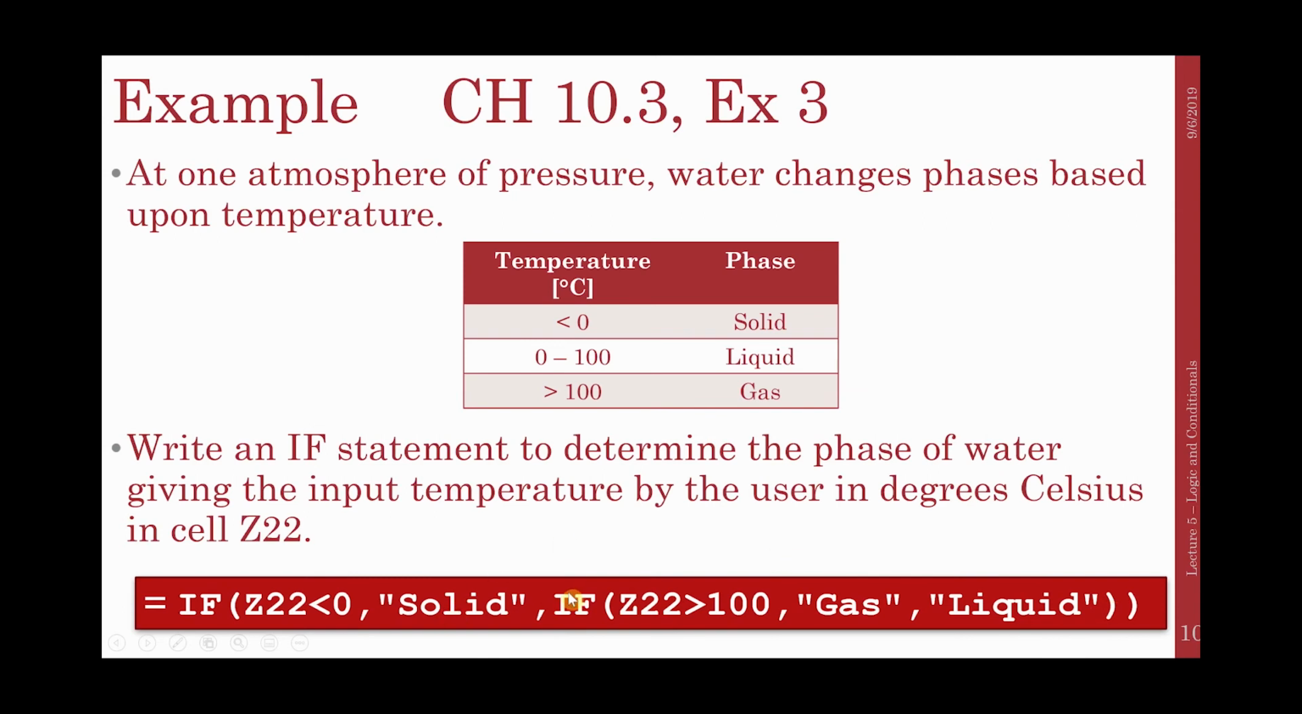So if the first test is false, I want to see if my second test is true, which asks if Z22 is greater than 100. If Z22 is greater than 100, display the word gas. If not, that means both of my logic tests have failed, and I want to say it is liquid.